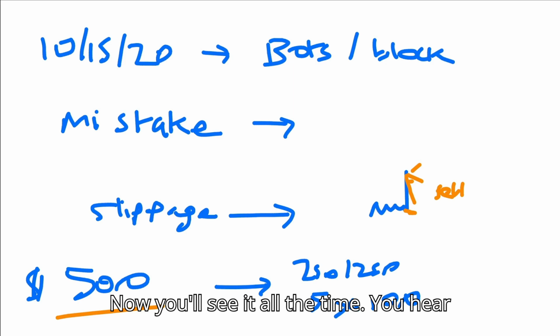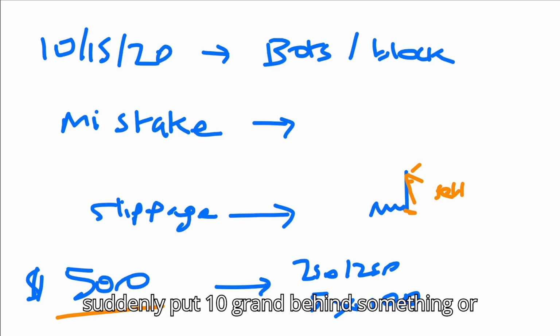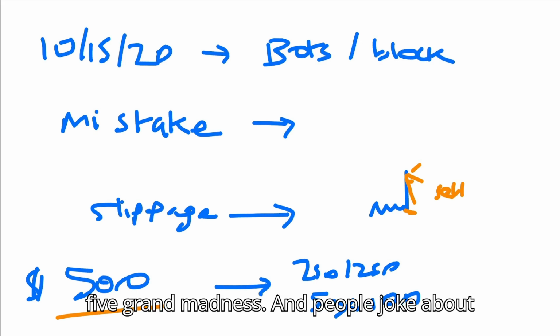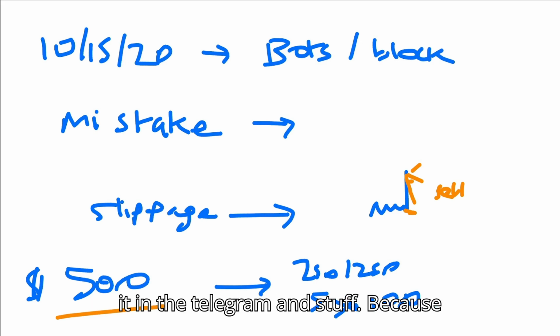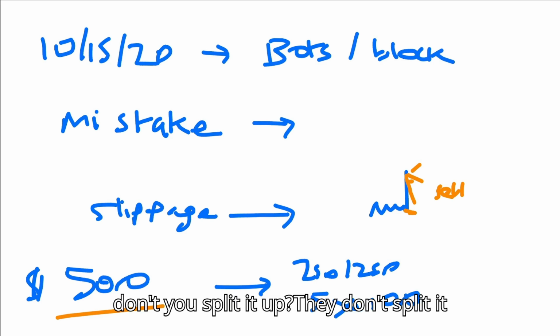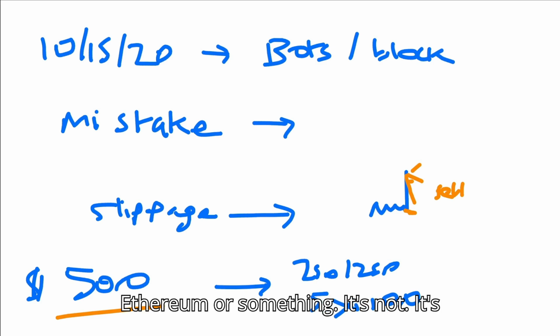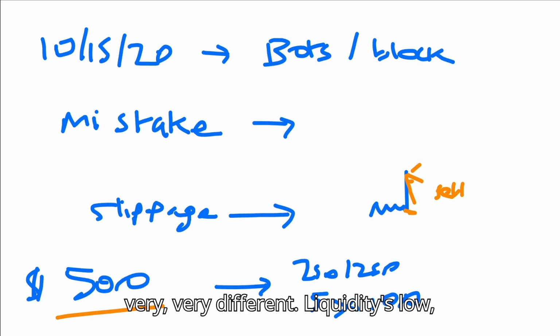Now, you'll see it all the time. You hear about it on Twitter and stuff. Random new people come into meme coins and they'll suddenly put 10 grand behind something or 5 grand. Madness. And people joke about it in the Telegram and stuff because, look, if you even buy in for that, why don't you split it up? They don't split it up because they don't know. They don't understand all these things. They think it's just like trading Bitcoin or Ethereum or something. It's not. It's very, very different.